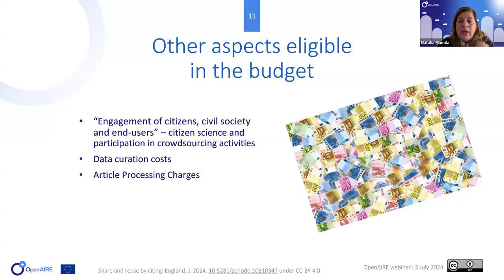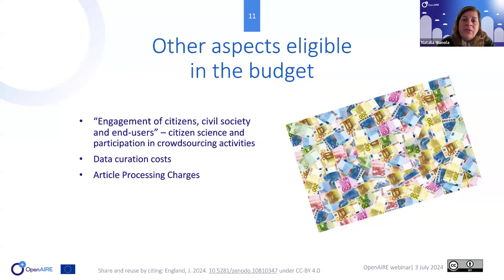So, other aspects eligible in the budget, because open science is not just publications and data. We don't have it here, but you should consider research software. If your project is also developing or using research software that would be useful to accompany the publications and the data, apart from the research data management plan, consider having a software management plan: what software you will be creating, what quality and curation methods you will be using, what repositories like GitHub, how you will be sharing, and how you want to exploit it, for example.